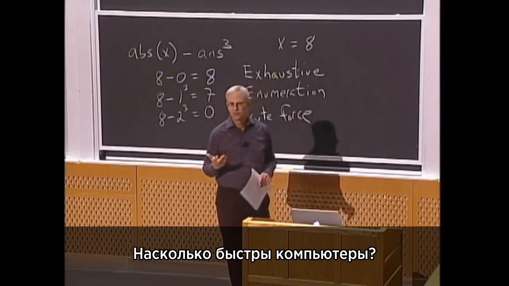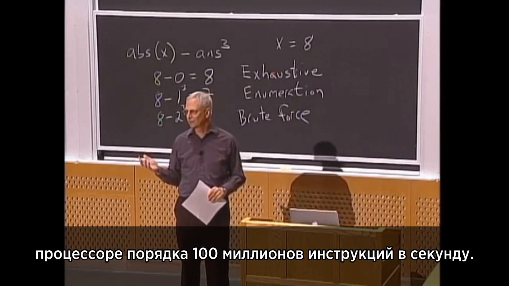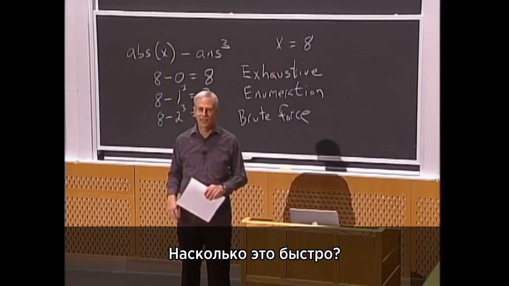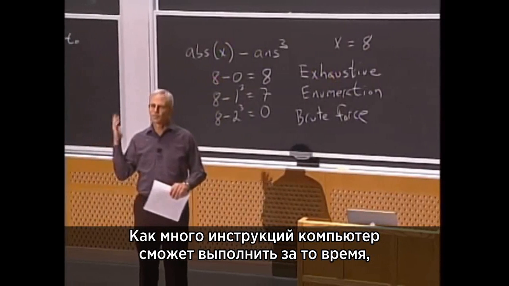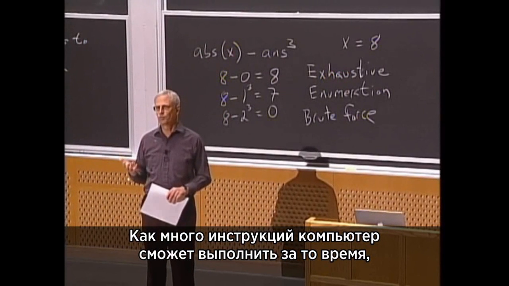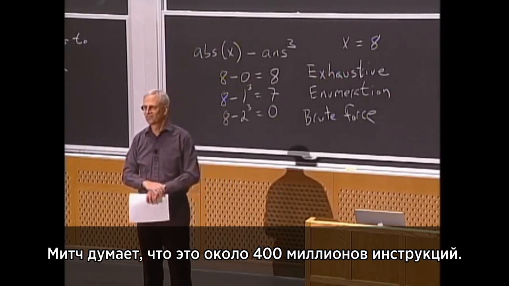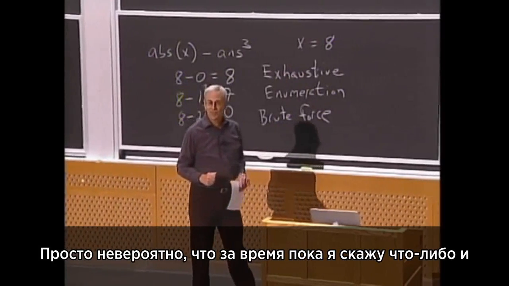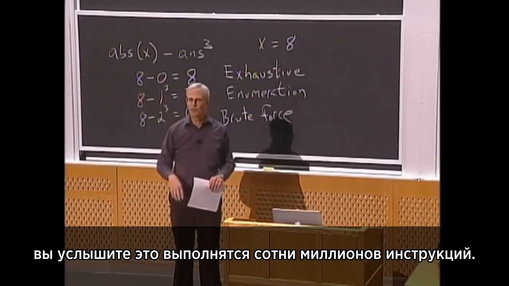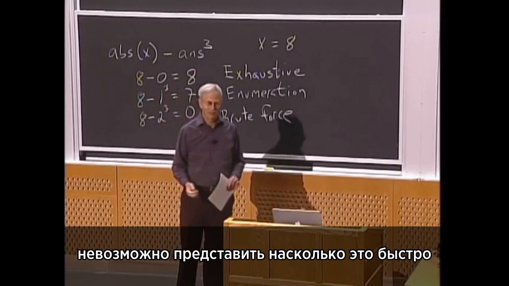How fast are computers? Well, today a good computer can execute in a single processor on the order of 100 million instructions a second. How fast is that? And now we're going to see if Mitchell has answered the question I asked on the way into class. How many instructions can a computer execute between the time I say something and the time the people in the back row hear it? Mitch thinks it's 400 million instructions. I think that's about right. It's hundreds of millions at any rate. That's kind of amazing. Between the time I say something and the time you hear it, hundreds of millions of instructions. It's mind-boggling how fast that is.